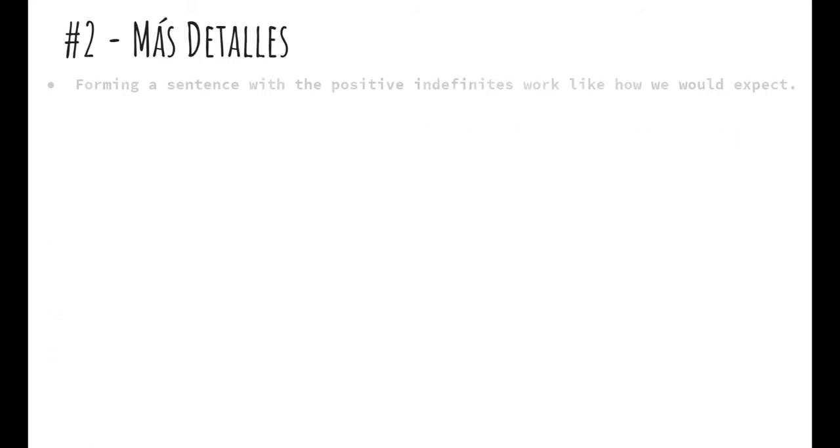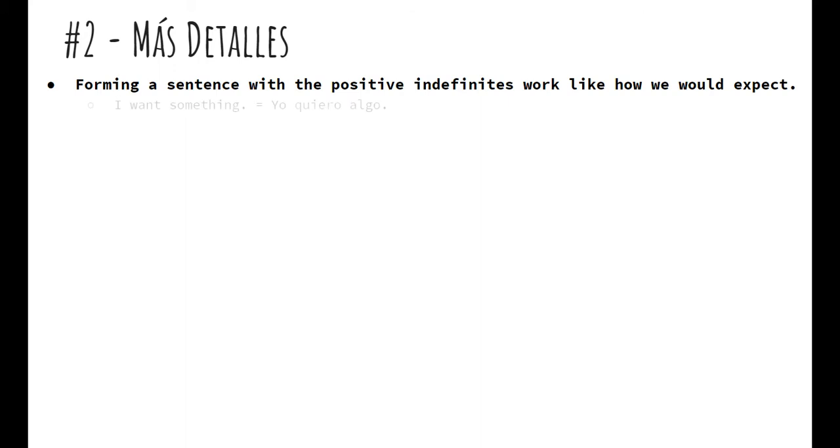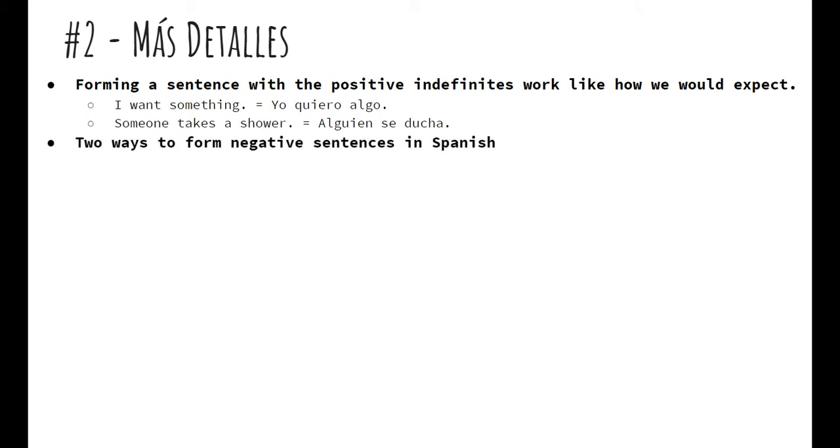So a few more details about these. When forming a sentence with a positive indefinite, these will work kind of how we would expect them to. So I want something, yo quiero algo. Someone takes a shower, alguien se ducha. But negatives, when we form negative sentences, it's going to be a little bit different. There's two ways to form a negative sentence in Spanish.